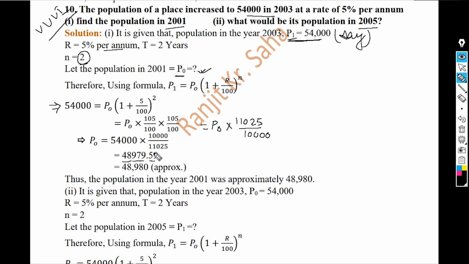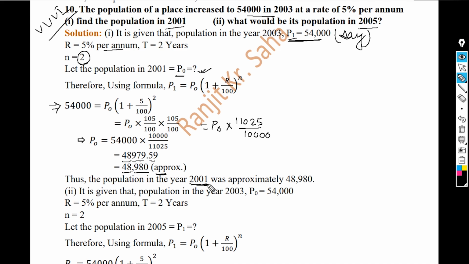48,979.59. And can you keep population in decimal points? No, you cannot. Then round it up to the next value. Then it is approximately 48,980 in 2001.